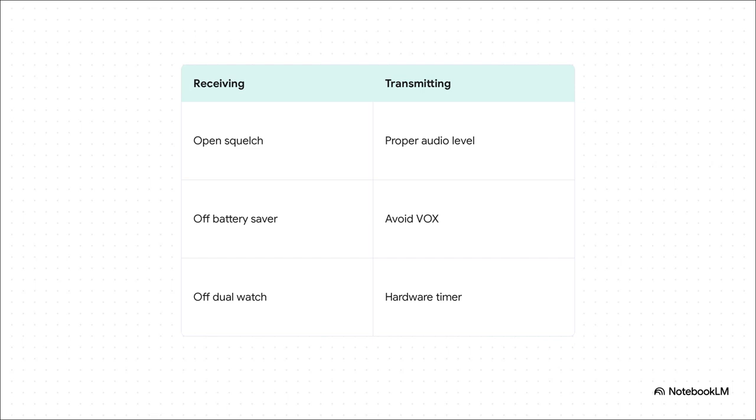VOX is designed for human voice, which means it keeps the transmitter on for about a half second after the sound stops. In packet radio, a half second is an absolute eternity. It hangs the transmitter for way too long, causing massive collisions with other stations. Just use a wired PTT or a dedicated hardware timer.